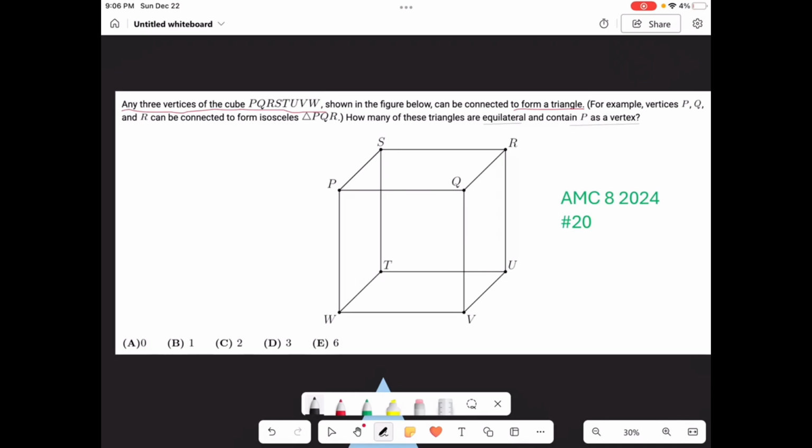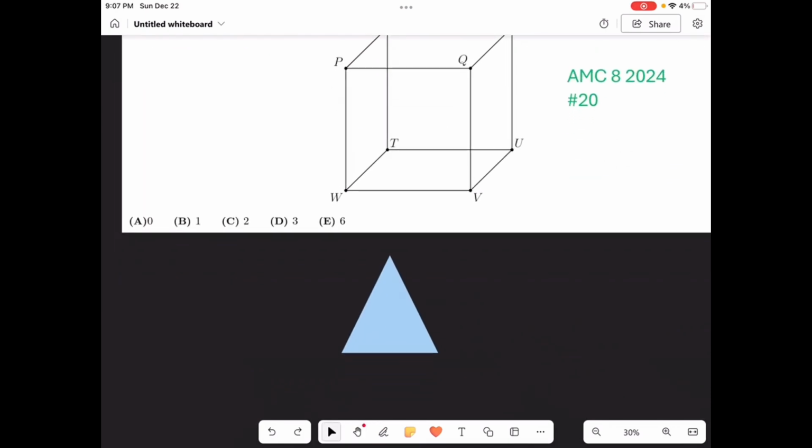So what is this problem asking us? It's asking how many equilateral triangles we can make using P as a vertex and connecting other vertices to P. So how can we approach this? First, what is an equilateral triangle? To review, an equilateral triangle is a triangle in which all three sides are equal, and that means all the angles will also be equal.